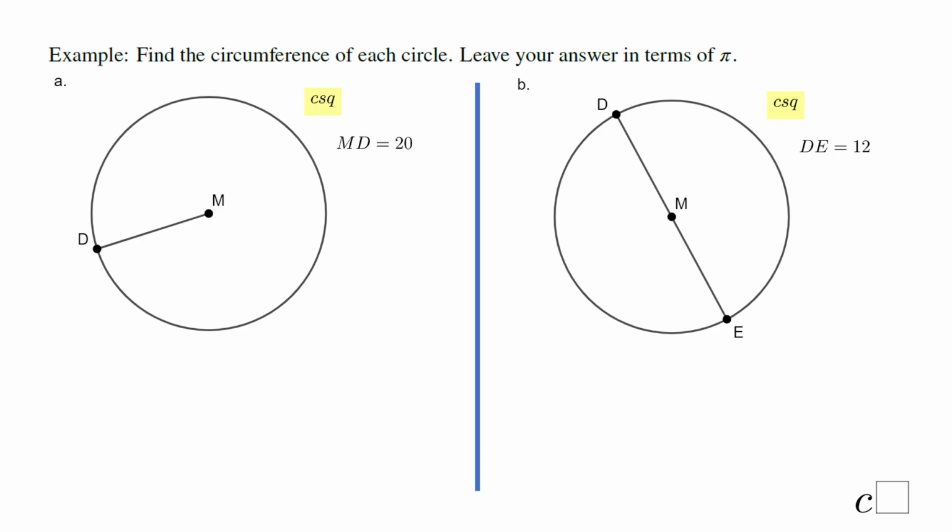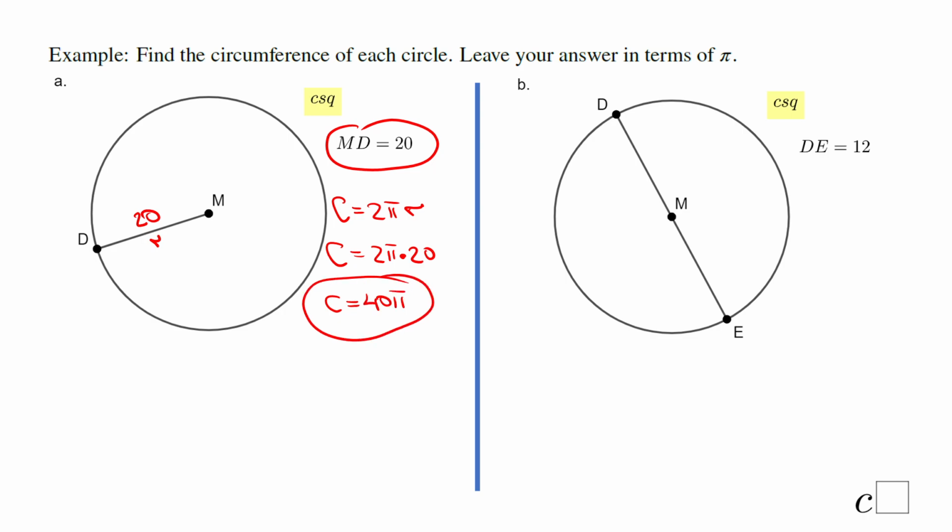On part A, we need to find the circumference of circle M, and we know MD is 20. If we look at the picture, MD is 20, that is the radius. So we're going to use the first formula, 2 pi r, and replace the radius with 20, and 2 times 20 will be 40. 40 pi is the circumference of circle M. We're going to leave the answer in this form because that's what we need. Leave your answer in terms of pi.